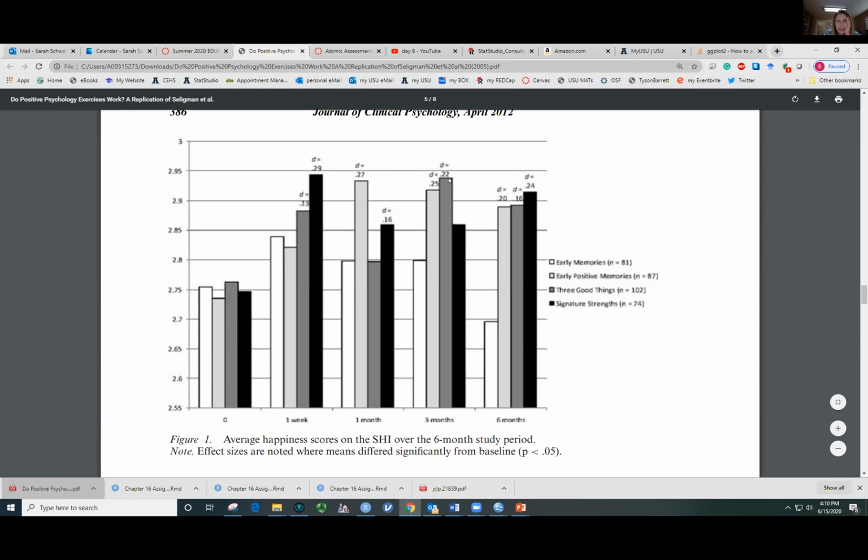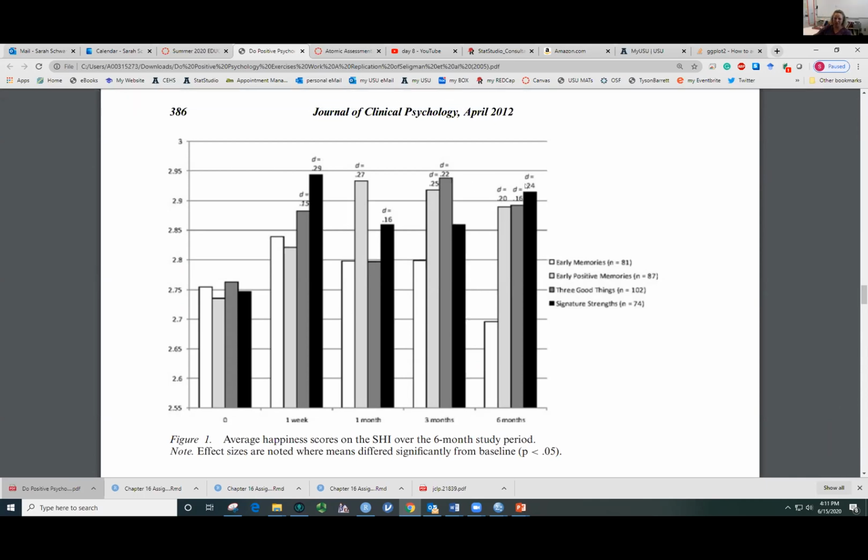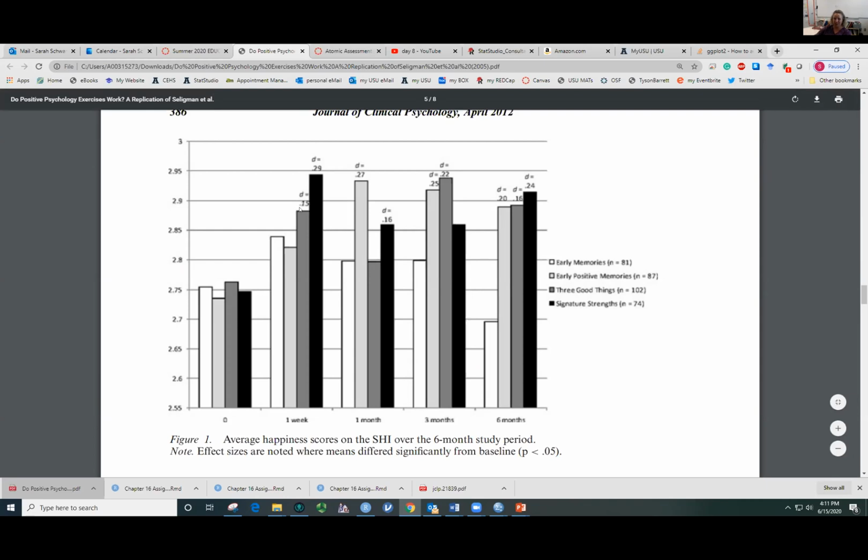That's got to be Cohen's d. Cohen's d are comparing two points. So what are they comparing? Two averages. It's each of these gray bars compared to the baseline. It says effect size is noted where means differ from the baseline. So they're comparing each of these bars back to the baseline.